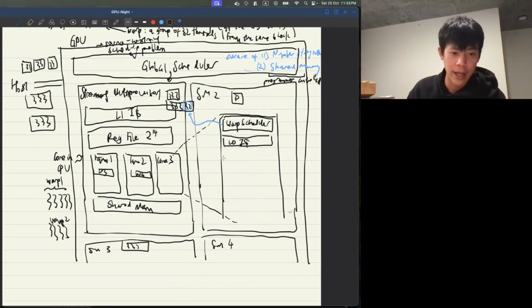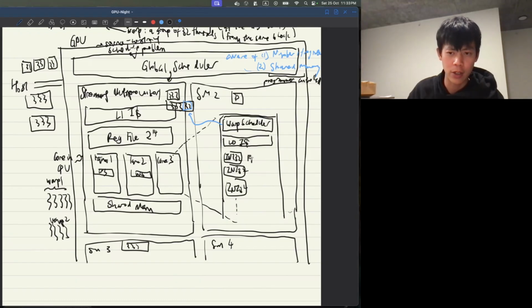After this L0 iCache, we have, expectedly, the execution units. So for example, we have int32 execution units, and we'll have a lot of these, right? Because we have 32 threads in a warp. So every single instruction is going to generate around 32 units of work. So we have a lot of int32 units out here. It's usually maybe 8, 16, or 32, depending on your architecture.